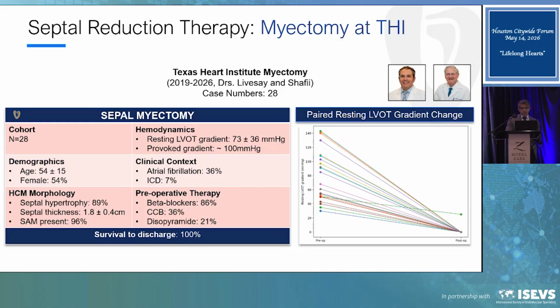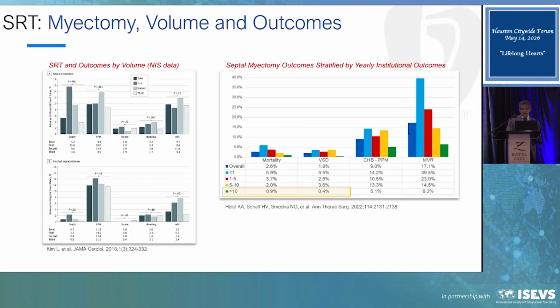Among these patients, about age 54, you had significant reductions in your gradients and low operative risk, 0 mortality, low incidence of mitral valve replacement, low incidence of pacemaker placements with all of their surgeries that were done, and 100% survival to discharge. So with myectomy, the key is, much like having a Dr. Livesay, you need to have very good surgical support.